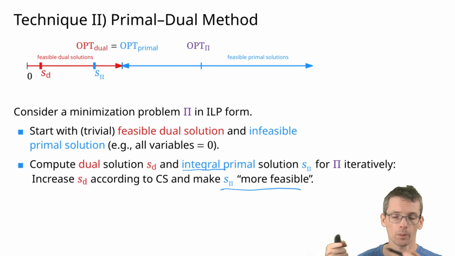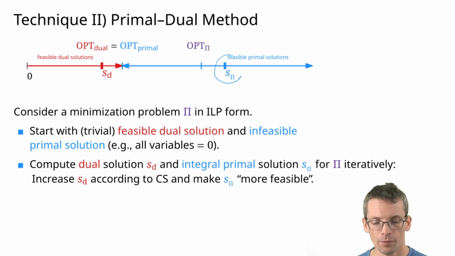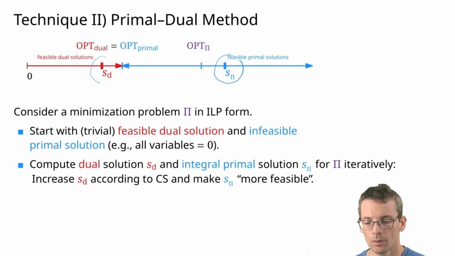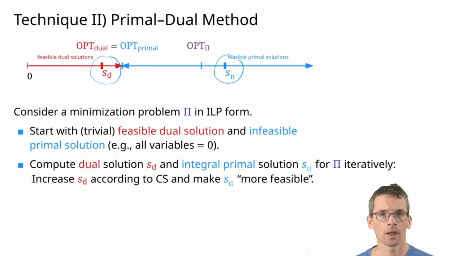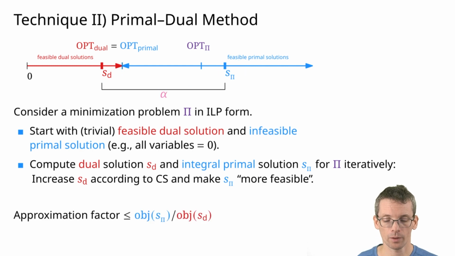This will also on the way increase the dual solution. This one does not need to be integral. And we do that iteratively until we have a feasible primal solution. So now I have a feasible primal solution. We always keep the dual solution feasible. And after this process, I can estimate the approximation factor by looking at the ratio between the primal feasible solution that I found and the dual feasible solution that I found. So this is my bound on my approximation factor.